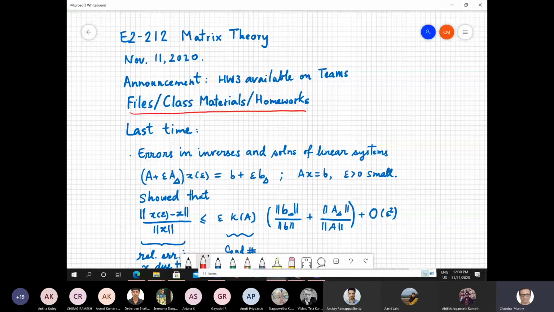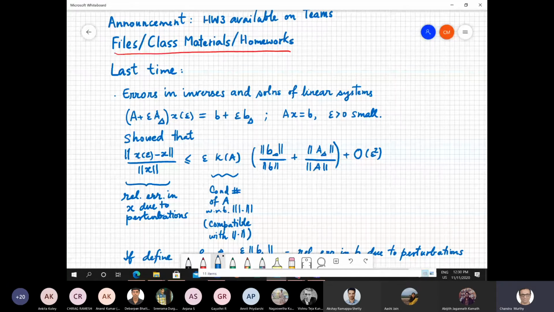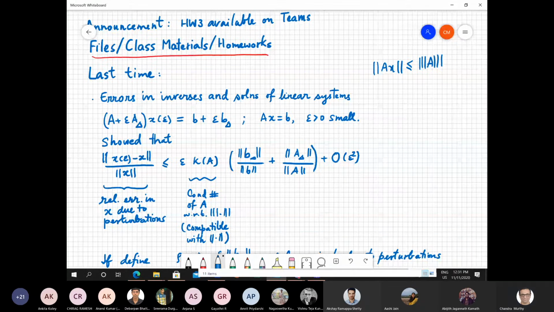Okay, so the last time we were looking at errors in inverses and solutions to linear systems. A related concept that we saw was the concept of compatible norms. Compatible norms are norms that satisfy a submultiplicativity type property, but with a combination of a vector norm and a matrix norm. Specifically, if the norm of AX is less than or equal to the norm of A times the vector norm of X, then this vector norm and this matrix norm are said to be compatible.